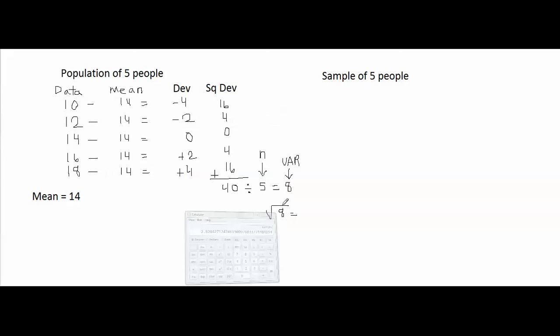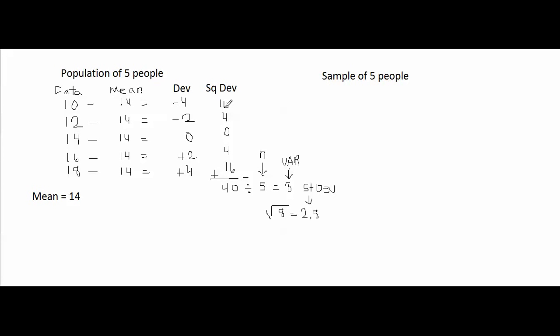It's about 2.8. That's a standard deviation. I didn't show you the very first step when I got the mean of the data, but to get the mean of the ages, I just added the 5 ages and divided the total by 5, and I got the mean of 14. Then I went ahead and subtracted each age by the mean of 14 to get these deviations.